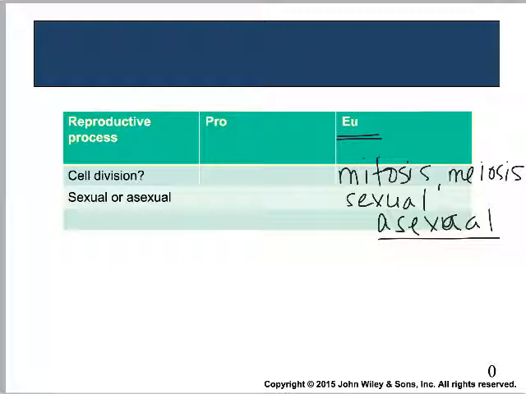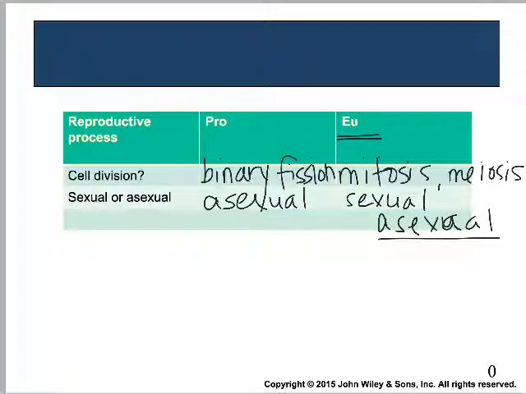Now, in prokaryotes, cell division is really, really simple. It's just called binary fission. It's so much easier. Reproduction is asexual, so there's no male or female bacteria. They're all kind of the same. They're all neutral.